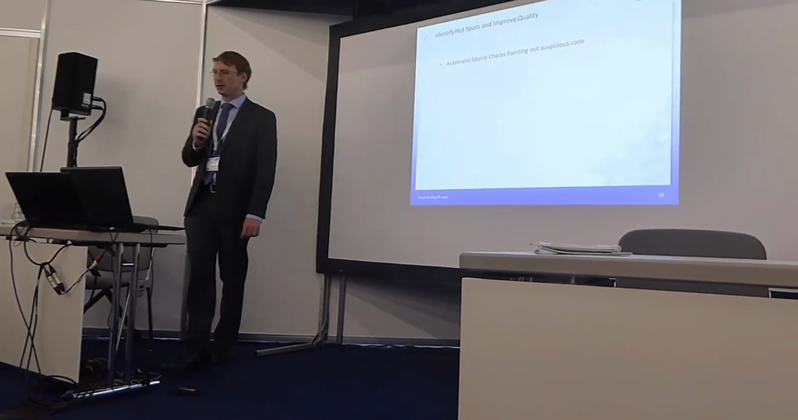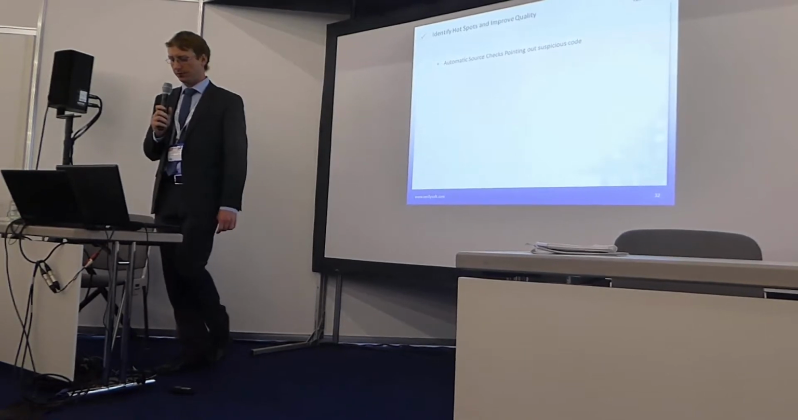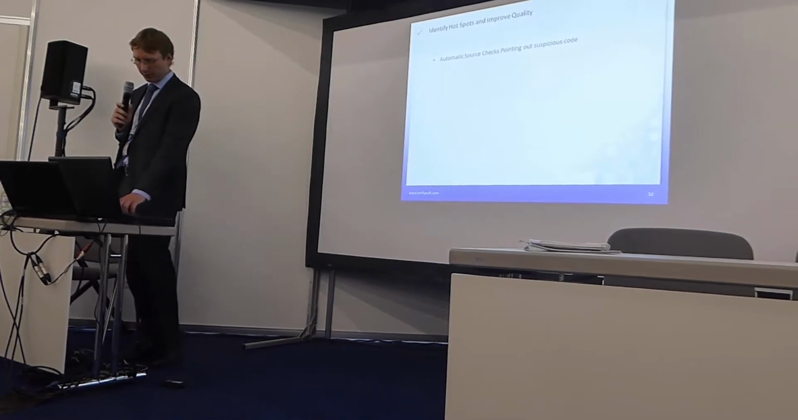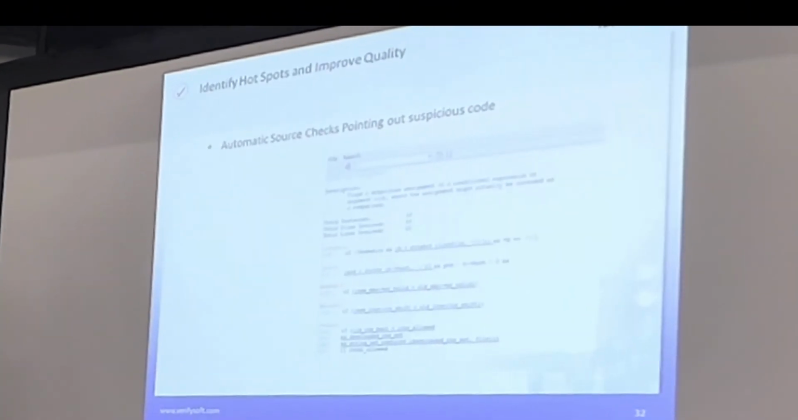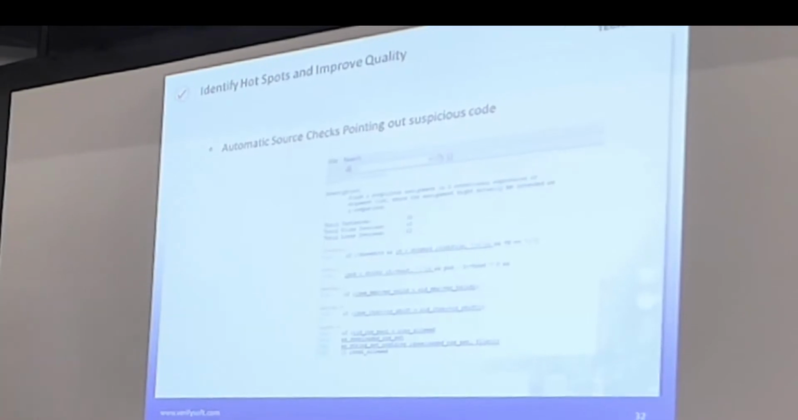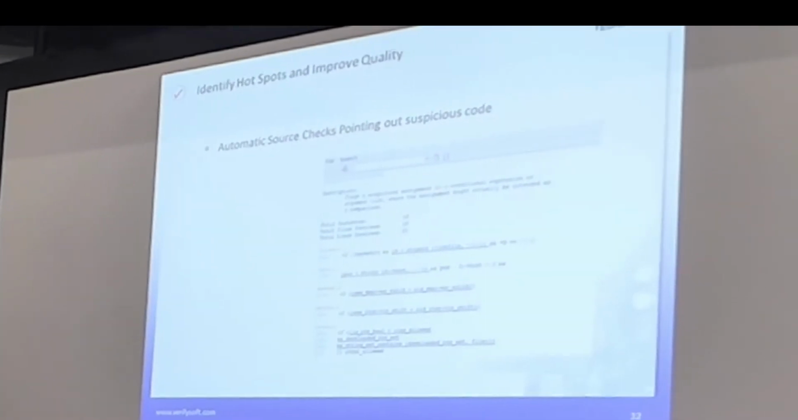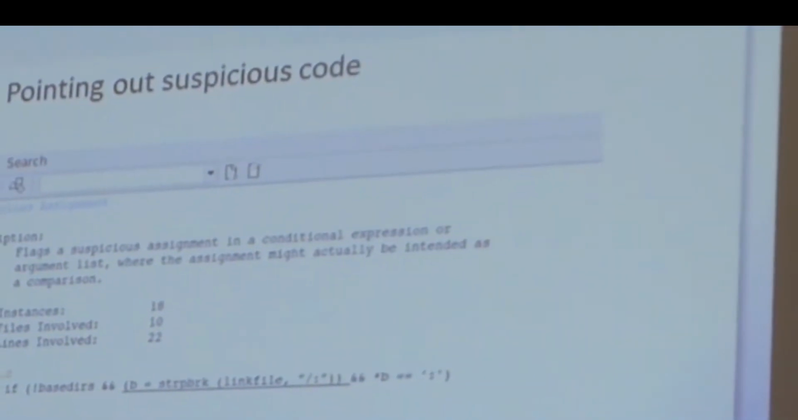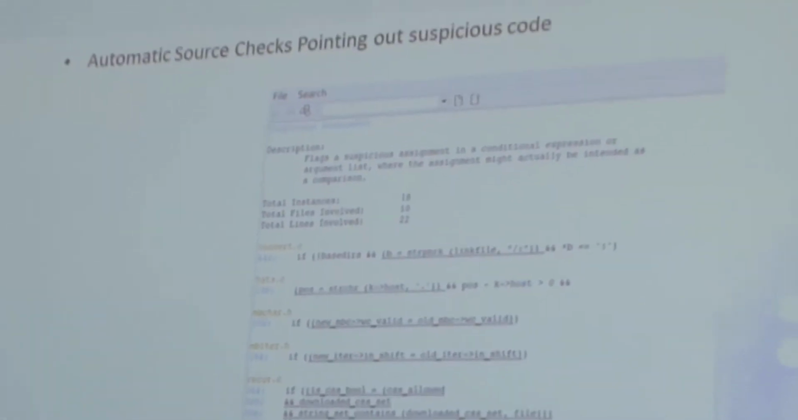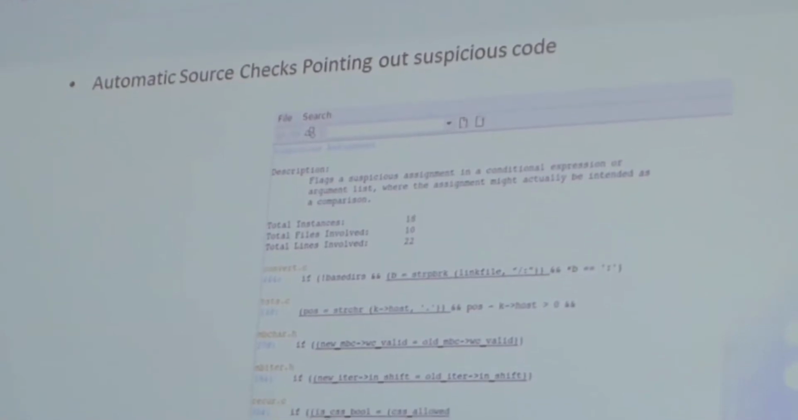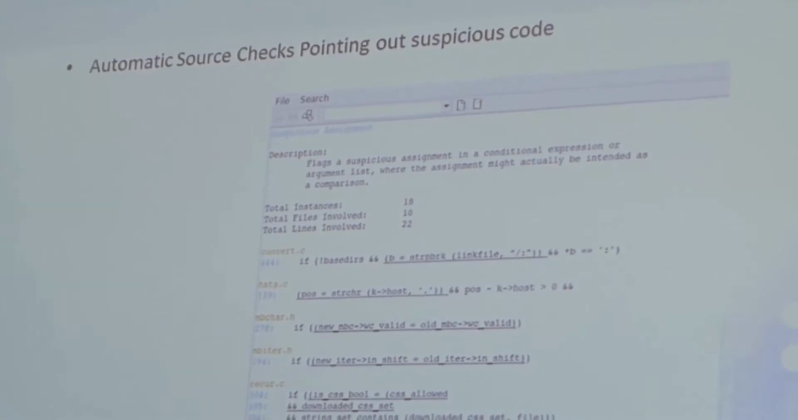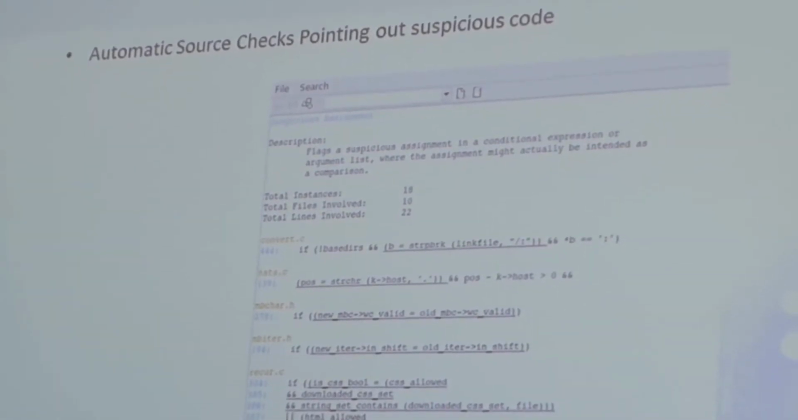First, it can be used to identify hotspots and improve quality of software projects through, for example, automatic code checks that point out even suspicious code. I have a small example here that gives us a report about maybe unintended assignments that can be checked. It automatically finds all cases in our source code, and we can then check if these assignments are intended or not.